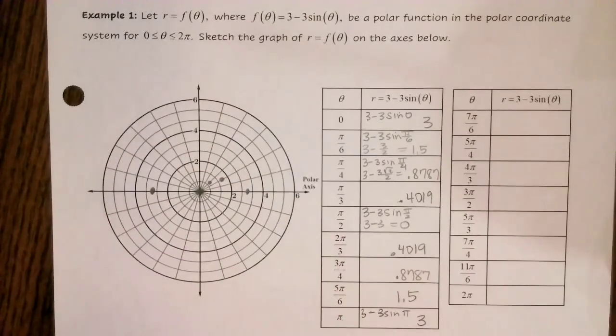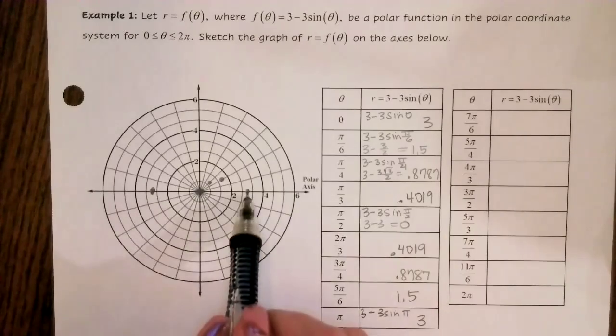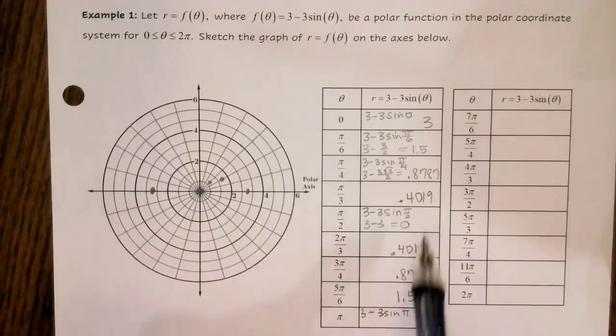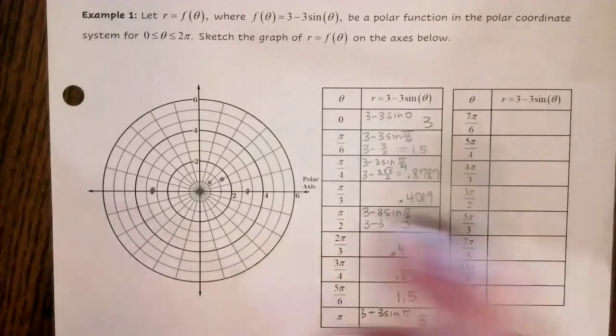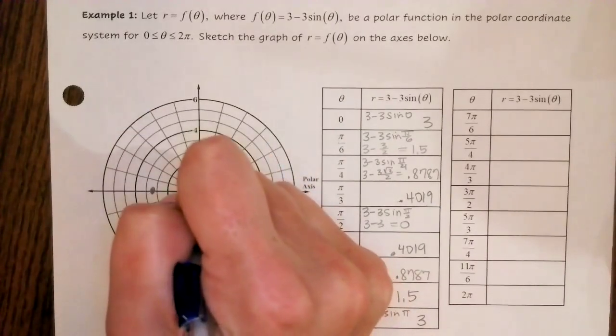Now you should recognize some symmetry. At this point, we see this value is here. We see that these are symmetrical on this side, and so we would have our matching ones over here.